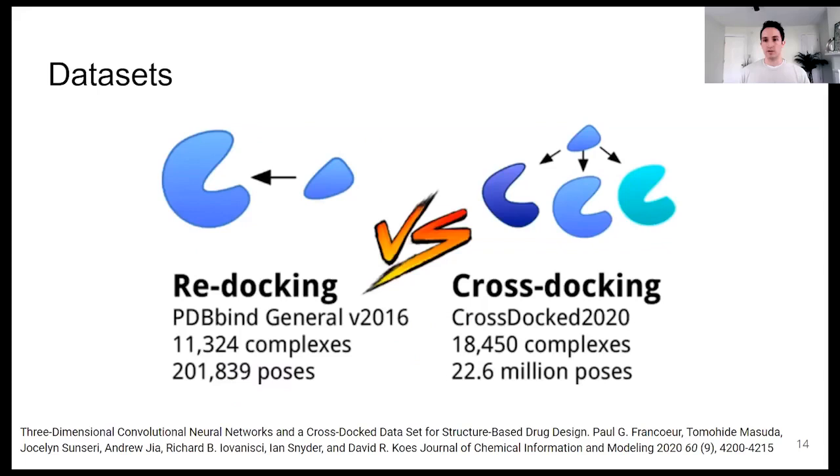We trained our model using the CrossDocked2020 dataset that was presented by Paul in this session yesterday. This is a dataset of docked compounds from the PDBbind general set, where the native actives are all docked in each of the other targets as well. For more details on the data creation process, please see the paper for full details. We use the provided training and test folds. Specifically, we use the first train test split.